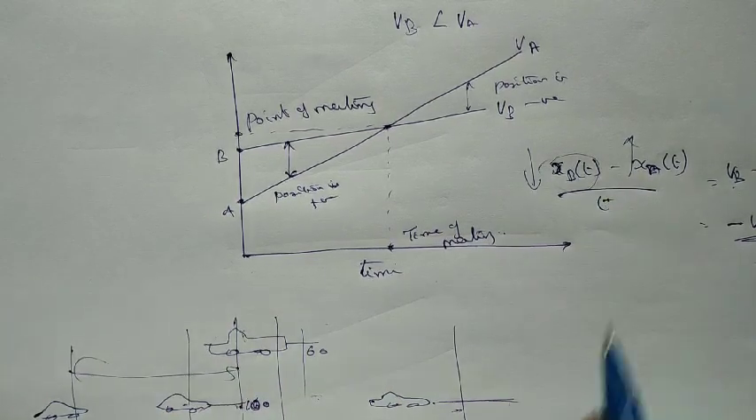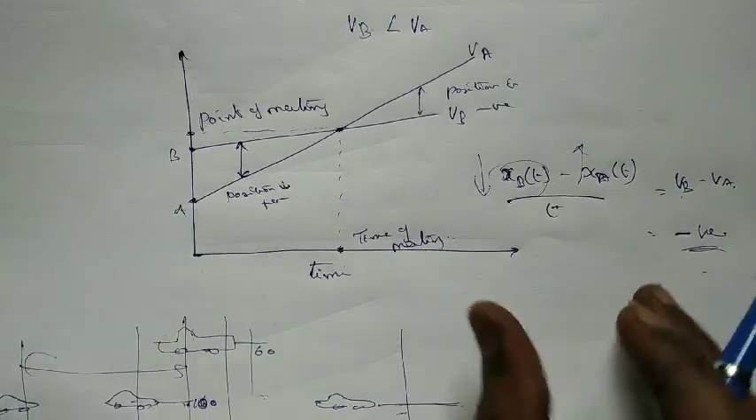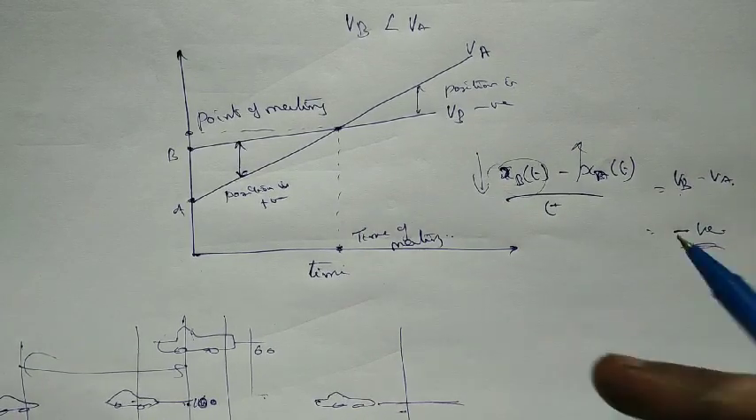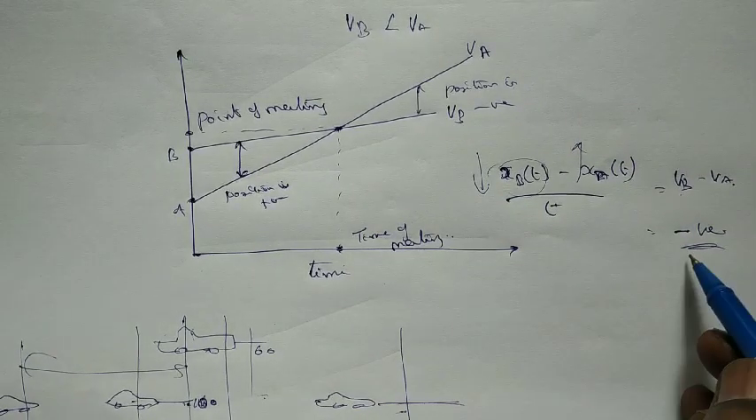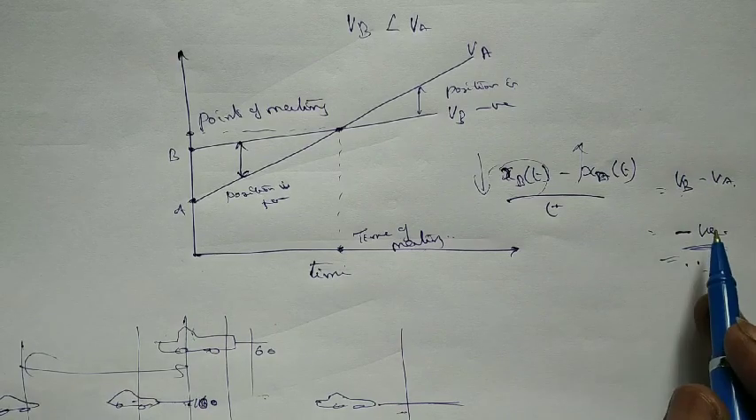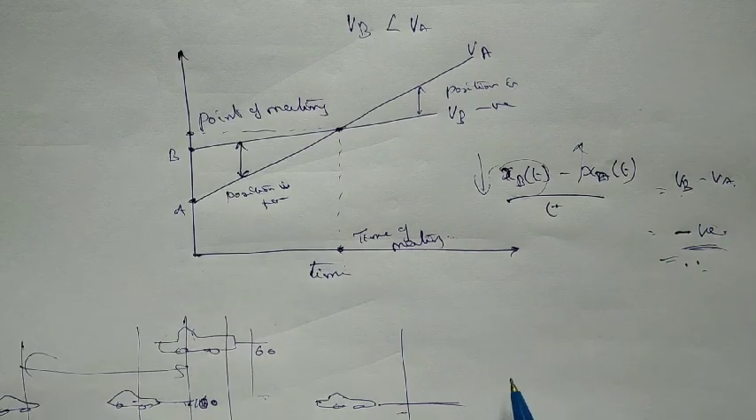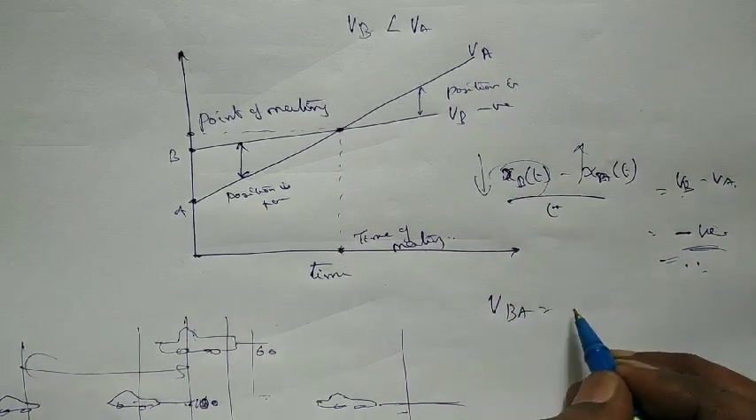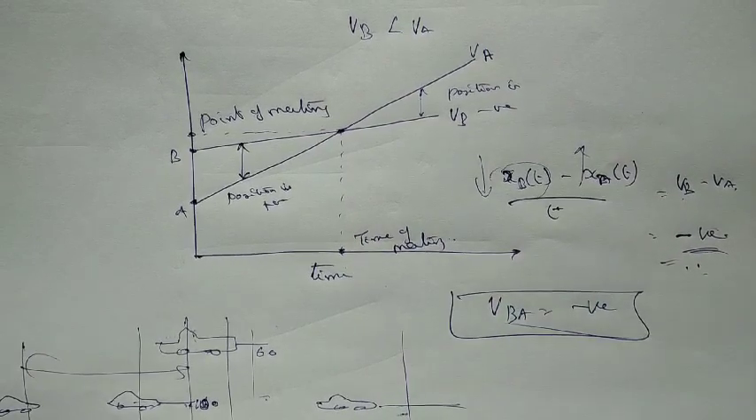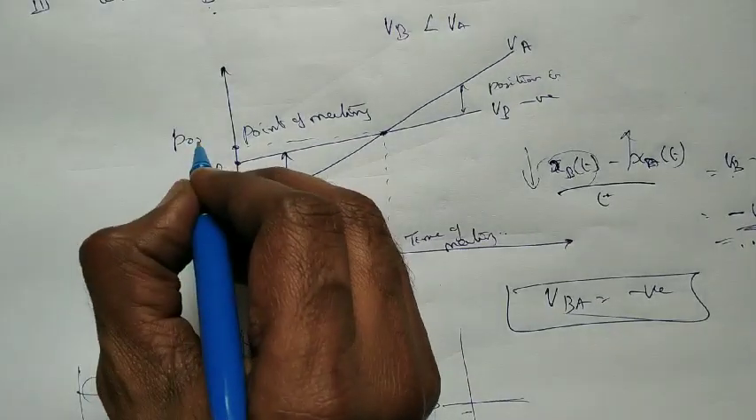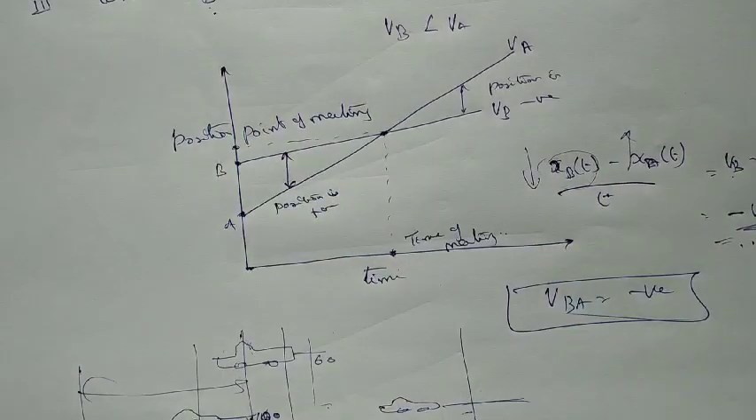So that's the way you will be able to see the distance initially decreases, meets, and then further starts increasing. So that's the way you will find that relative velocity is negative. So VBA is equal to a negative value of relative velocity you will find here. So this is the position and time graph.